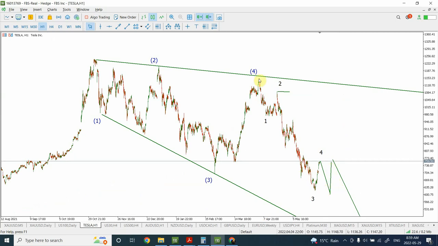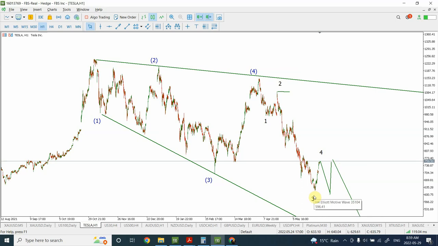We have a clear 5-wave structure right from the top: 1, 2, 3, 4, and 5. It could be something else. We can discuss the labeling in a different way. We can consider this as whole wave 1, and this is 2, and then this is 3A. Sorry, 3 is starting right from over here, A, B, and C, completing wave 4, and then we'll go further down.